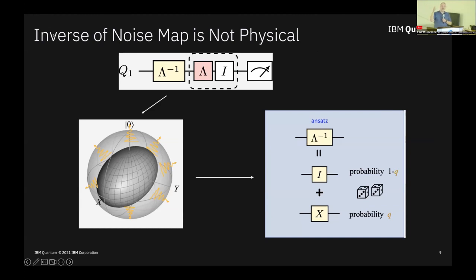Nonetheless, let's just close our eyes for a moment and carry on, and let's make a guess. What we're going to do to our qubit to try to undo this bit flip error is, with a different probability, 1 minus q, I'm going to leave the qubit alone. And with a probability q, I'm going to flip it again.